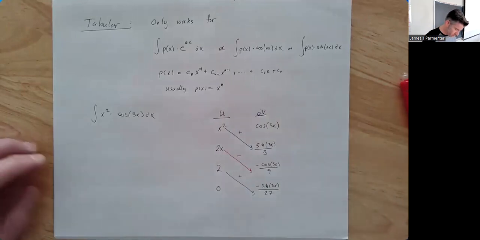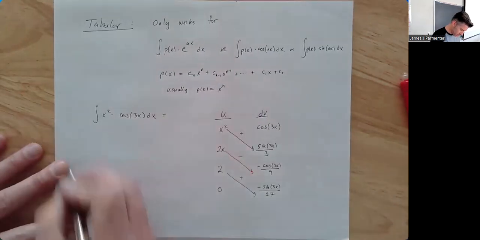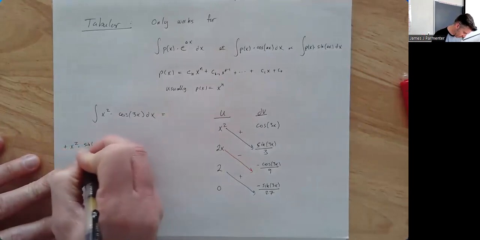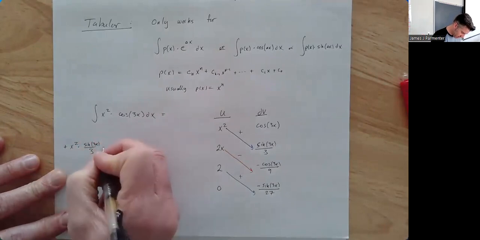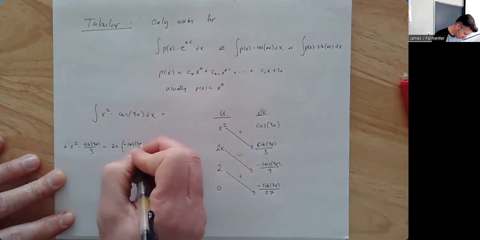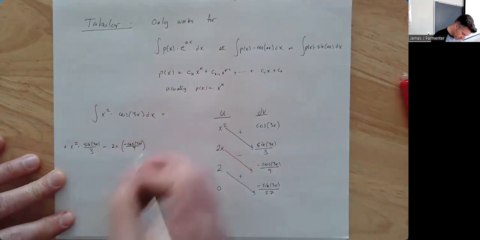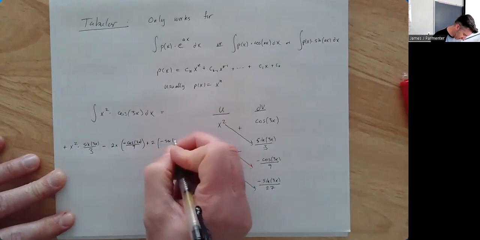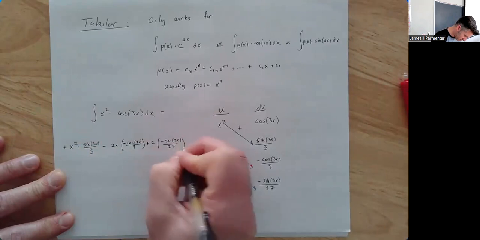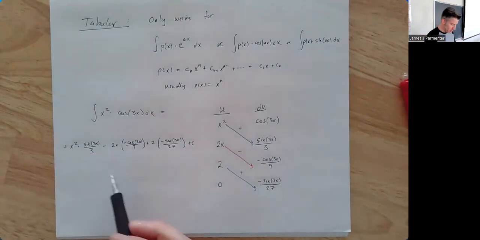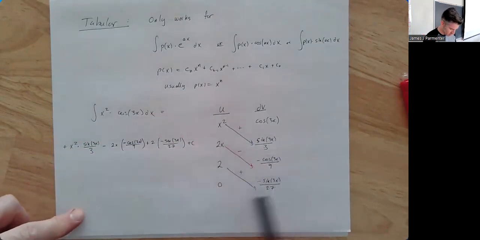So this integral is equal to positive x squared times sine of 3x over 3, minus 2x times negative cosine of 3x over 9, plus 2 times negative sine of 3x over 27, plus c. Normally, I would fix the signage along the way, but I wanted to write it like this to point out it's really plus this times this, minus this times this, plus this times this.